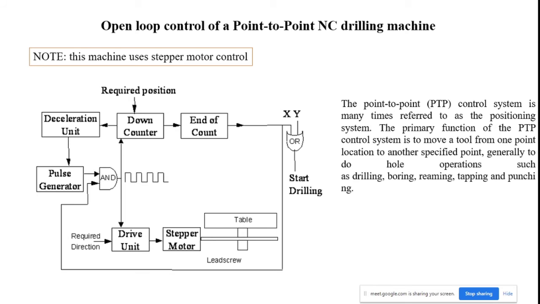Generally, it is used to do hole operations such as drilling, boring, reaming, tapping and punching. Likewise, the machine is operated. So the point to point motion is important in drilling operation, boring operation, reaming operation, tapping operation and punching operations. For this, we can utilize the stepper motor control.